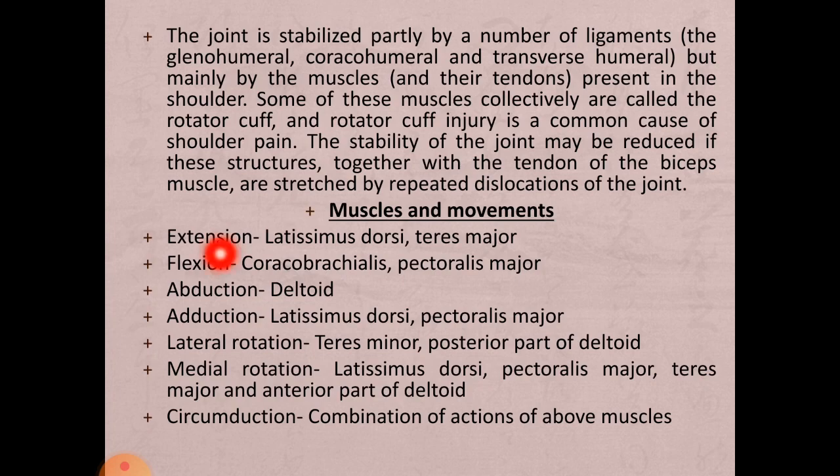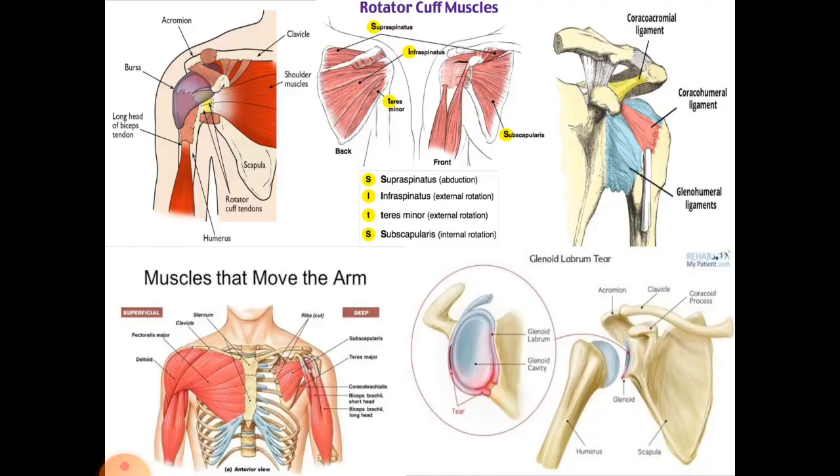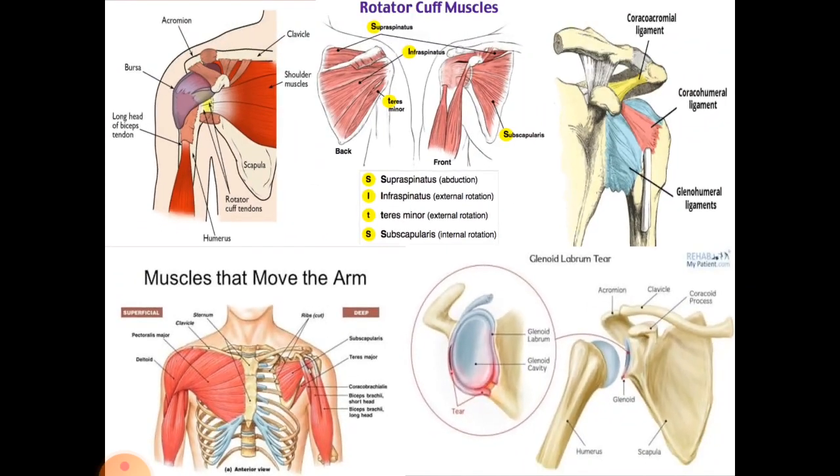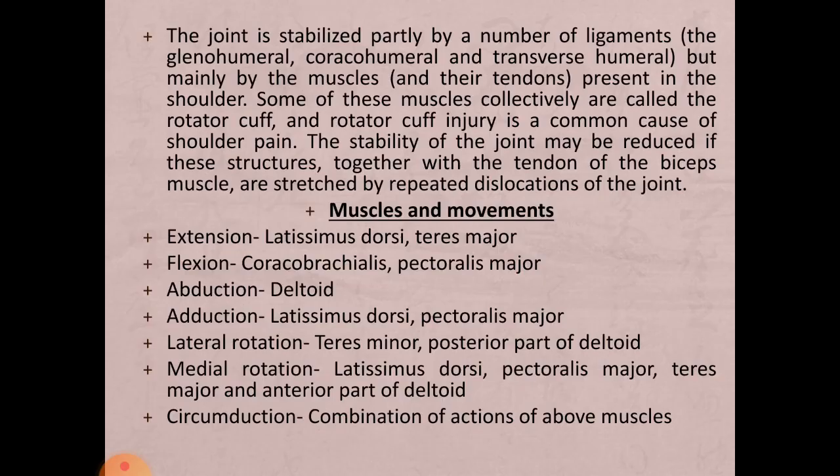Next we have the abduction, and the abduction is caused by the deltoid muscle, and this is the deltoid muscle, which is a superficial muscle. Next we have the adduction. Abduction is moving your arm away from the body, and adduction is moving your arm towards the body.